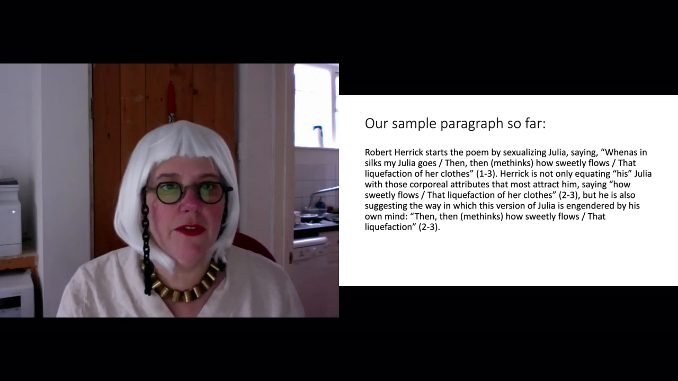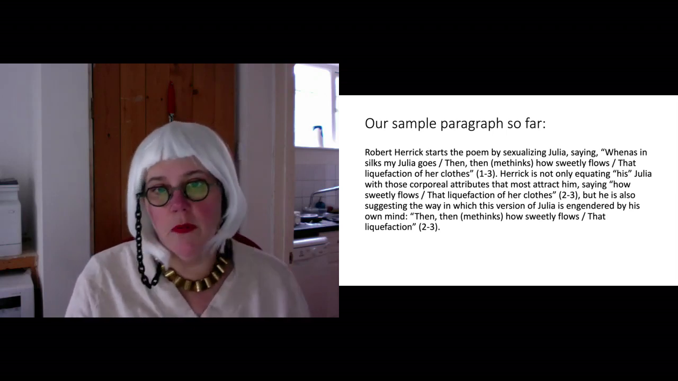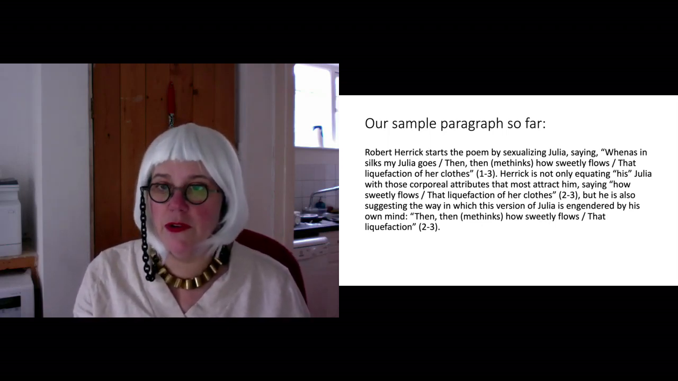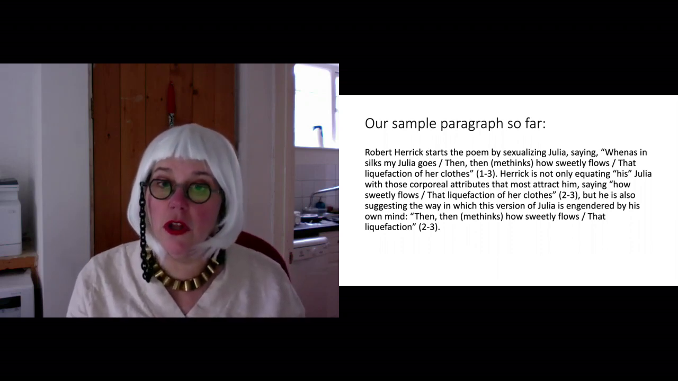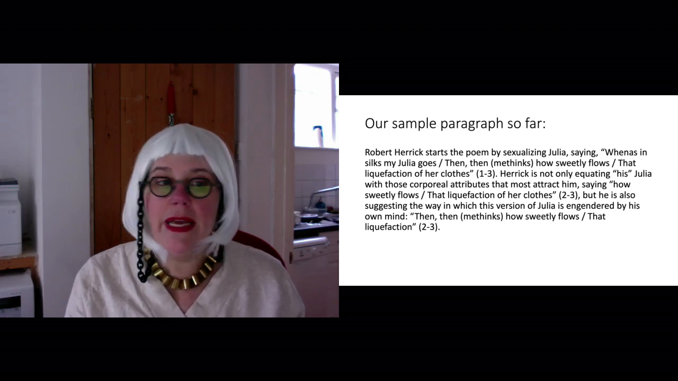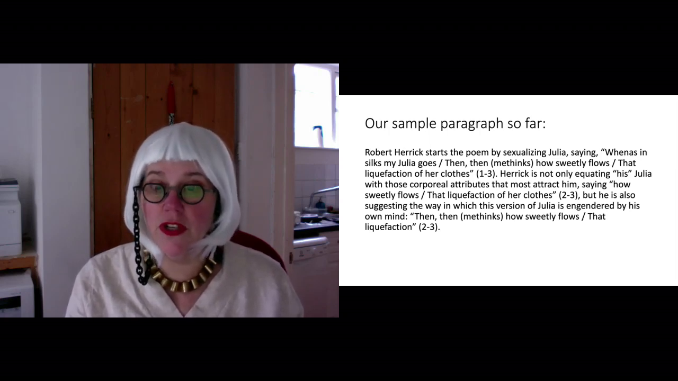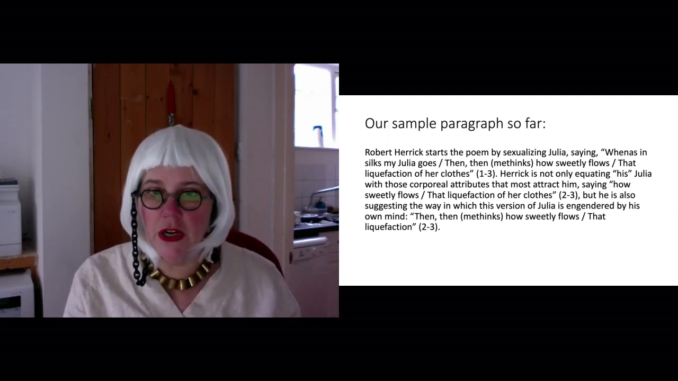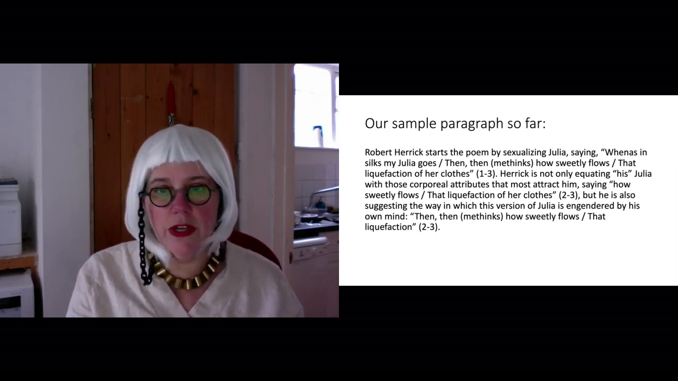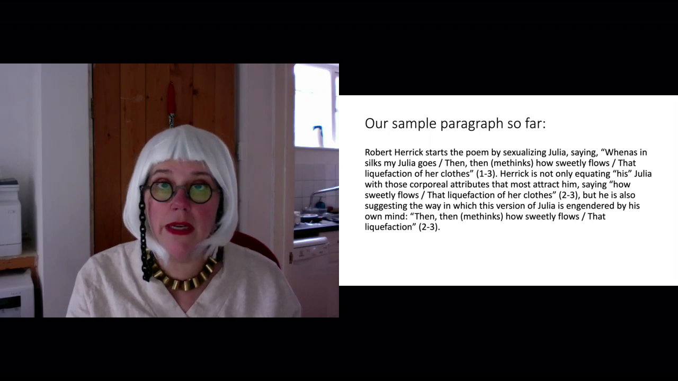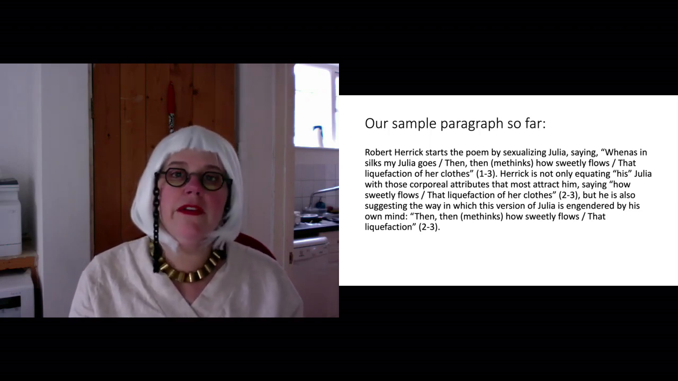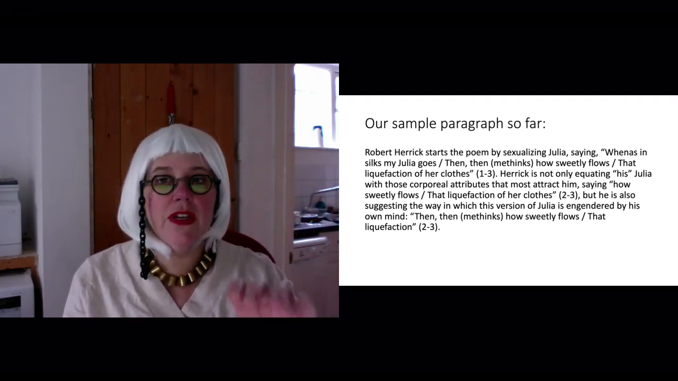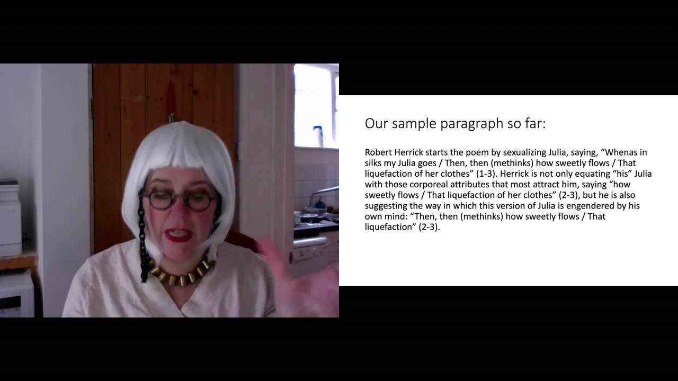Let's remember our sample paragraph so far. Robert Herrick starts the poem by sexualizing Julia, saying, "When as in silks my Julia goes, then methinks how sweetly flows that liquefaction of her clothes." Herrick is not only equating his Julia with those corporeal attributes that most attract him, and we remember that corporeal means bodily, saying, "How sweetly flows that liquefaction of her clothes," but he is also suggesting the way in which this version of Julia is engendered by his own mind. Then, methinks, how sweetly flows that liquefaction. We have our point, we have our evidence, carefully picked out and given in sufficient context.